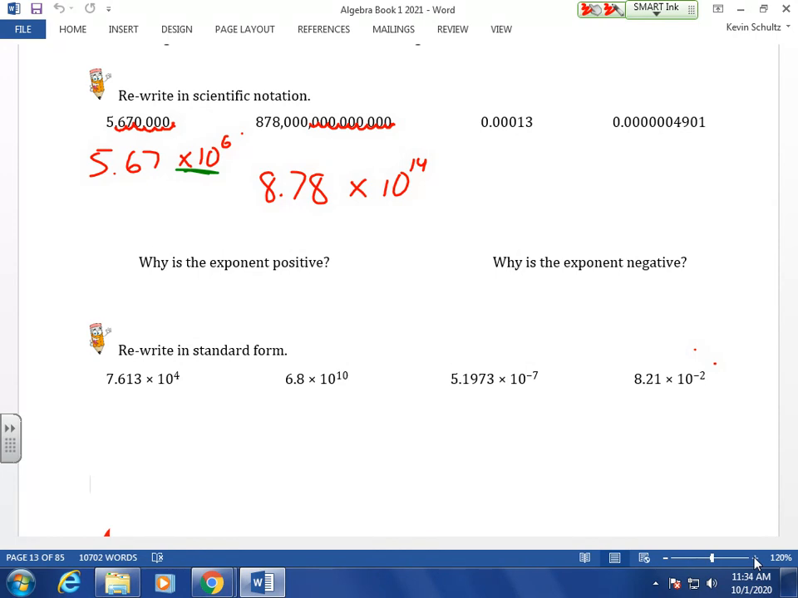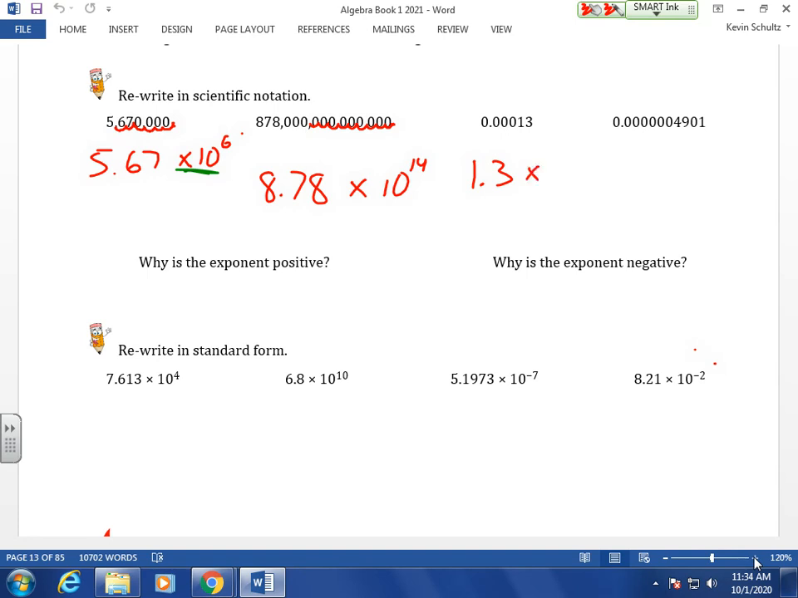Can we do the next one? Yes, sounds like a plan. So for the next one now, we're dealing with a very small number, aren't we? 0.00013. Our goal is still to write this so that there's one non-zero digit to the left of the decimal. So we're still going to get that 1.3.